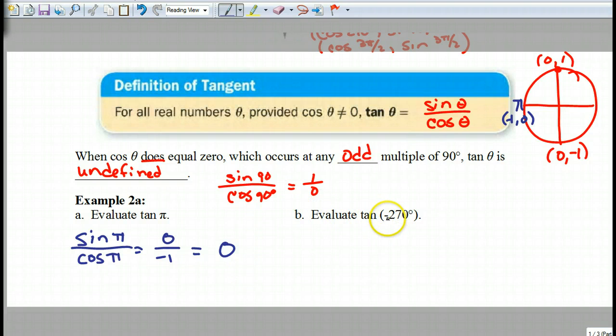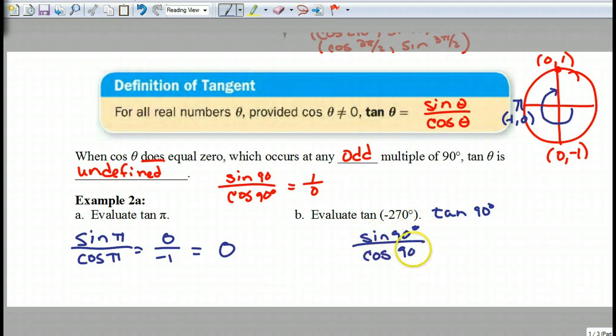Evaluate tangent at negative 270. Well, 270 is 3/4 of the circle, but we are going the negative direction. So starting here, we're going around to this point, which is the same thing as saying tangent of 90 degrees. So tangent of 90 degrees is sine of 90 over cosine of 90. Well, sine of 90 degrees is 1. Cosine of 90 degrees is 0. So this is an undefined tangent.